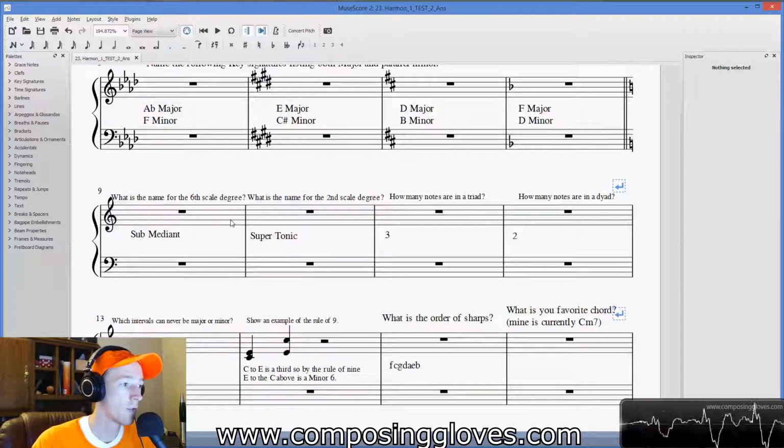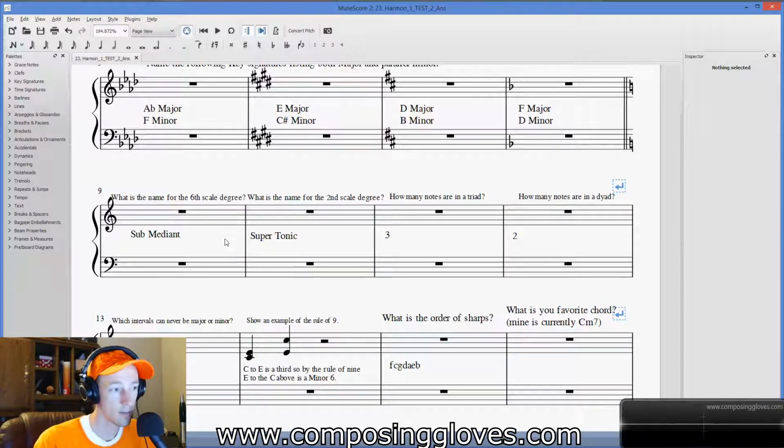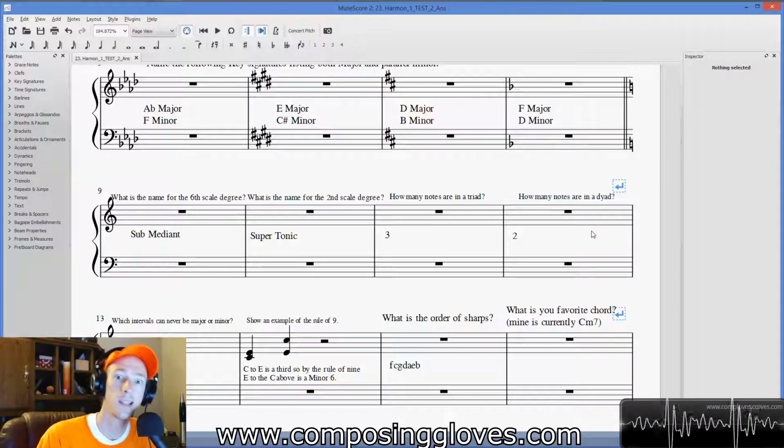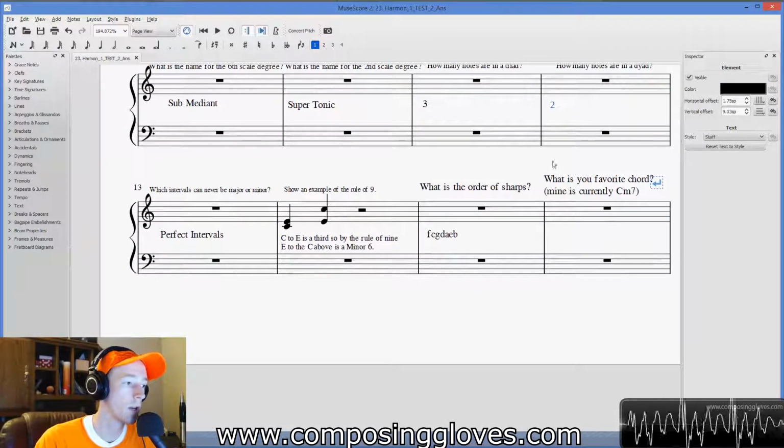What is the name for the sixth scale degree? Well, we think and we say, oh, that would be the submediant. If you think about the mediant, then 3 away from that would be the submediant. 3 and 6 have this relationship. We'll learn more about that later. What is the name for the second scale degree? That is the supertonic. How many notes are in a triad? 3. And this one, I just thought was an interesting one, a dyad. There are 2 notes in a dyad. So that's how many notes are in there.